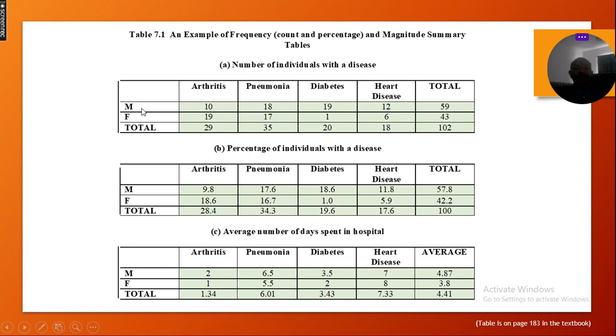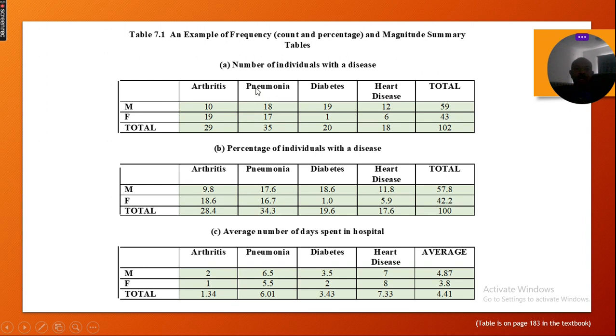So you have the male. You see arthritis there. Pneumonia 18 for male. Diabetes 19 for male. Heart disease 12 for male, and total is 59. Female arthritis is 19. That means female in this case have more arthritis. Pneumonia is 17, close to that of male. But diabetes, fewer females have diabetes, only one. Then because men like sugary food more, right? According to this report, I'm just describing this report. Okay, heart disease, male also have heart disease more than female. So you can see 6 for female. So you have the total for each one.